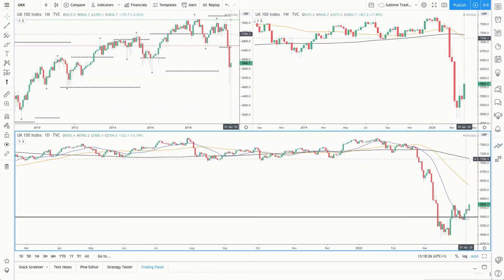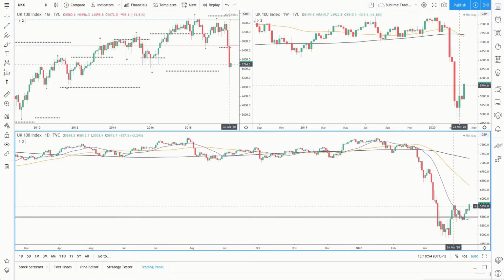We can see that price is below the 200 and the 50 simple moving averages, but currently price is trading above the 20 simple moving average. If we get a move through the 6,000 round number, then we're likely to see price move towards the 50 simple moving average. If that's cleared, then we're likely to see price move towards the 200 simple moving average. If that's cleared, then price is likely to move back to the all-time high. So there are a number of resistance levels in the way, but we can see there is bullishness coming in.